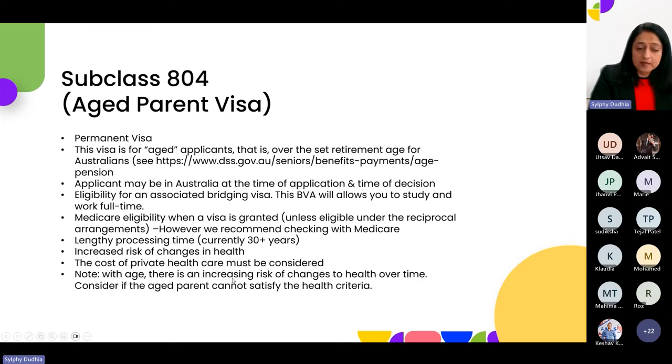The processing time, again, is 30 plus years, and this can change the health requirements, the health criteria as well, because if you have exceeded 80 plus, 90 plus, then there are chances that you may not pass medical examination just because if you are having any chronic disease or any disease which is not applicable or not good for the Australian community.